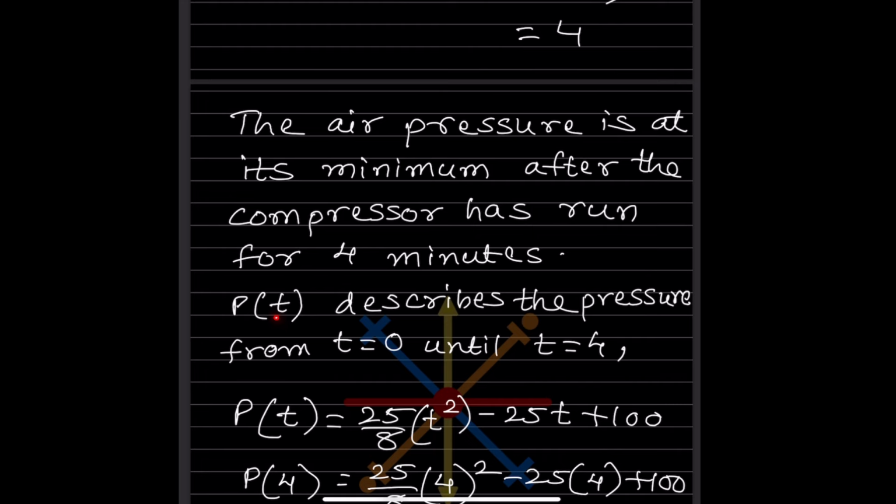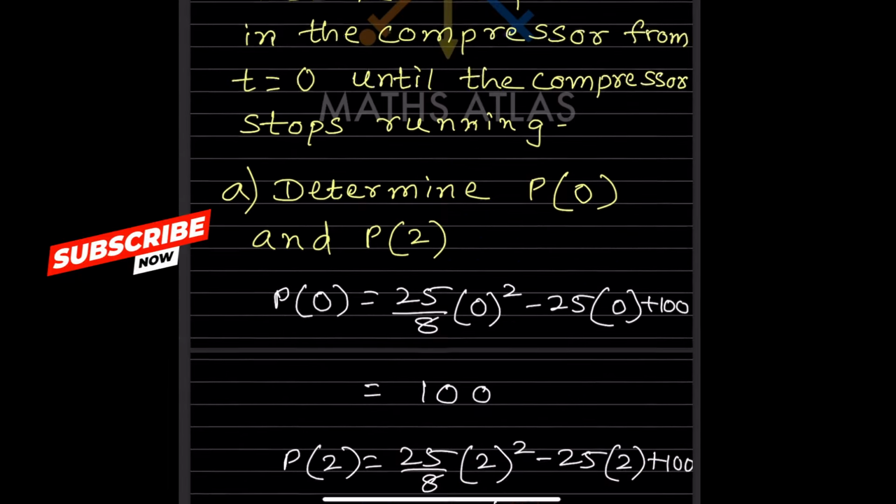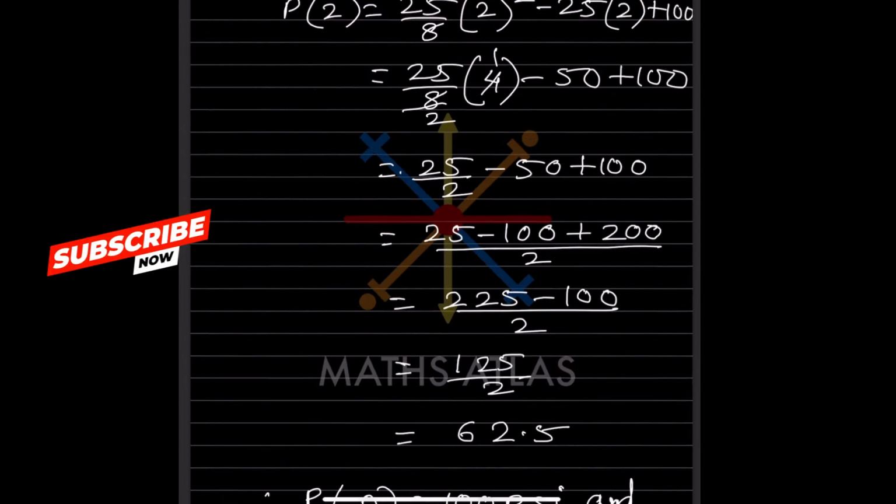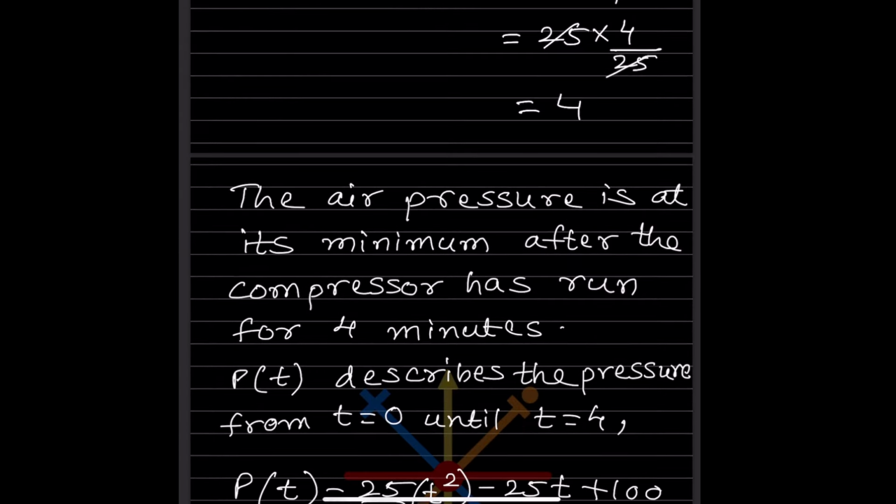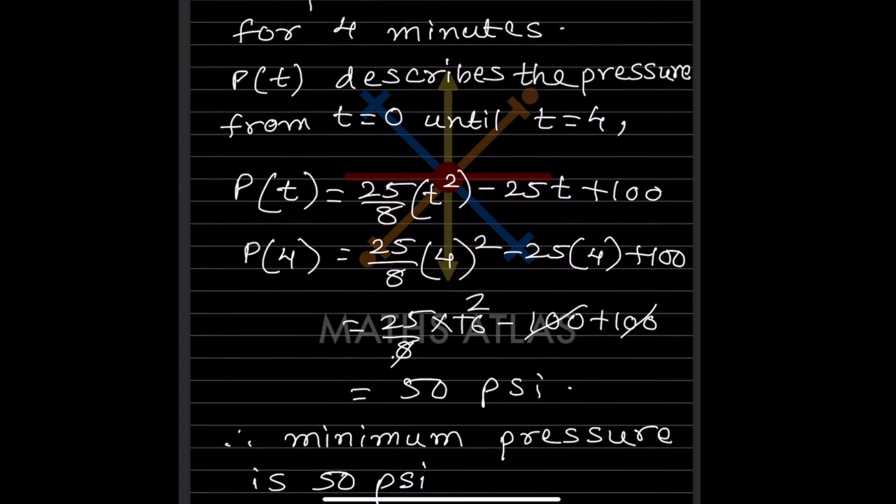Now sir, what is that? P(t) describes the pressure from t = 0 until t = 4. That is already given here. So now we got 4. First let us see P(t) for 4. You are going to put in this equation, wherever you see t, you are going to put 4. So 25/8 as it is, 4 squared is 16, and 25 times 4 is 100. So minus 100 and this plus 100. Now 8 divided by 16 gives 2, and this minus 100 and plus 100 get cancelled out.